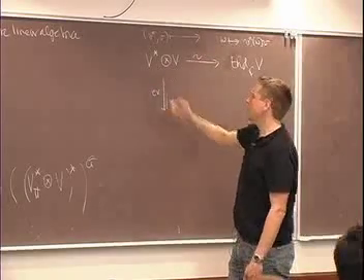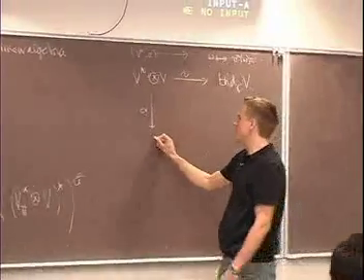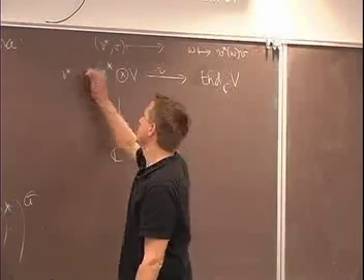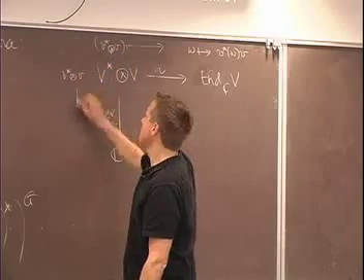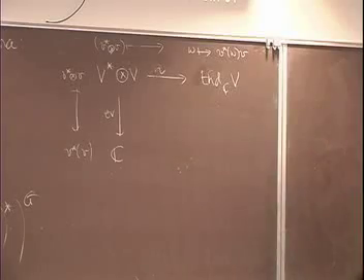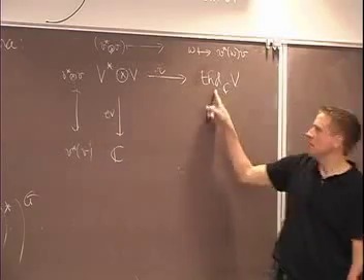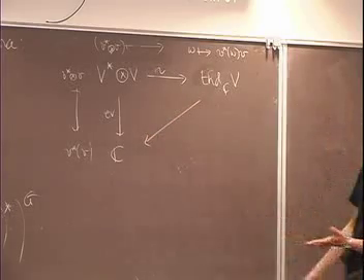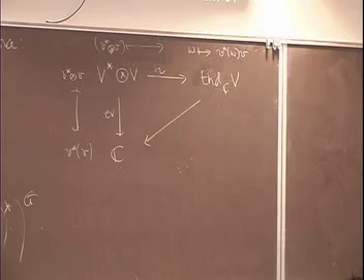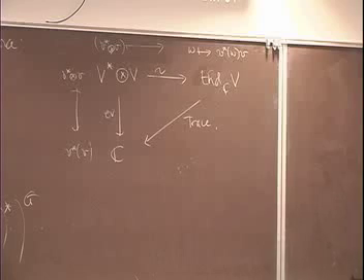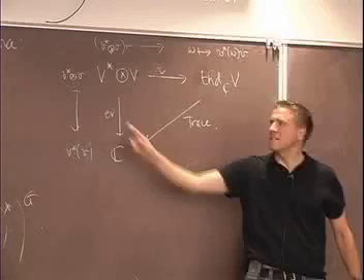Then there's the evaluation map down to C, which takes V star tensor V to just the evaluation there. And this is an isomorphism, so there's a unique map which makes this diagram commute. And what's the map that makes this diagram commute? The trace, the trace. Okay. So in fact, this diagram, this is the basic linear algebra part.